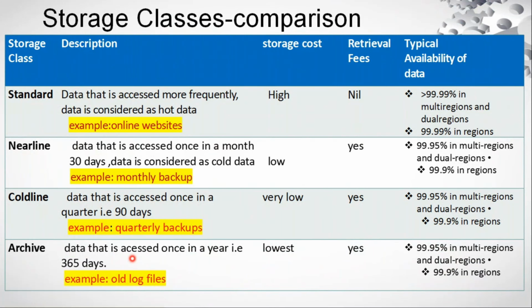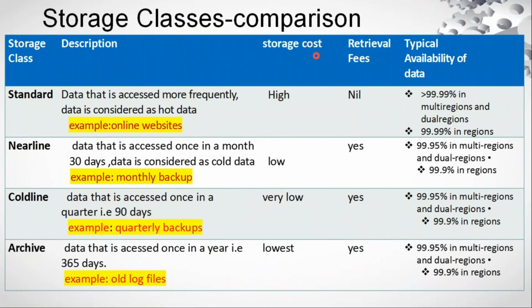It is the user's responsibility to select which class to use and where to store the data, based on the data's frequency of usage. If you are using it more frequently, choose standard storage class. If you are accessing it once in a month, choose nearline storage class. If you are accessing it once in 90 days, choose cold line. If you are accessing it once in a year, choose archival, based on your need and requirement.